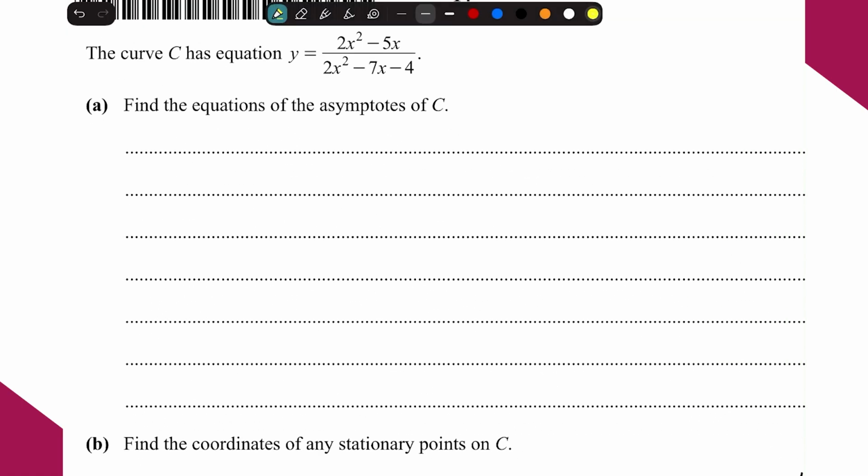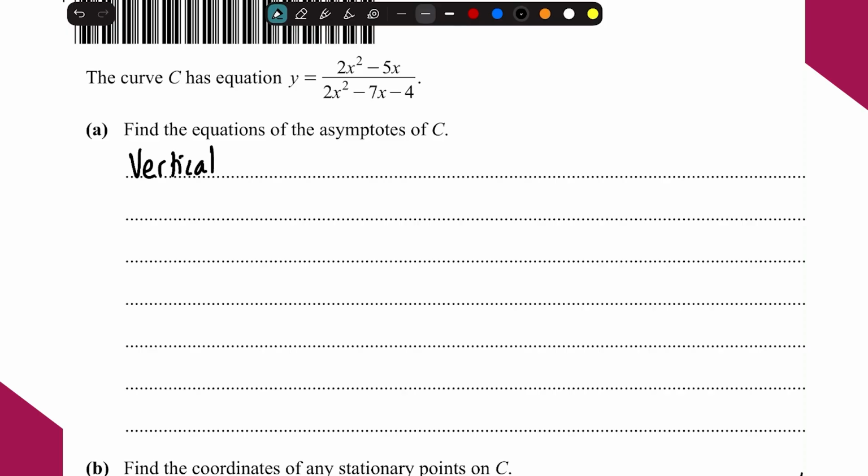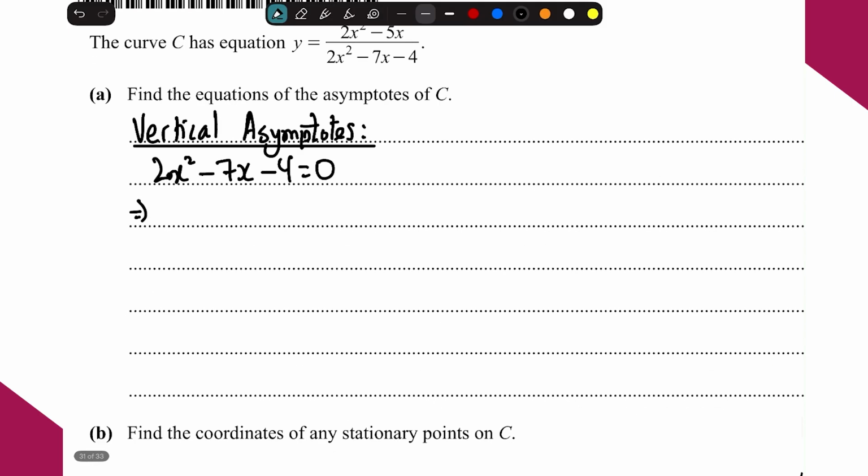Okay, so with that being said, let's first calculate the vertical asymptotes. The vertical asymptotes are specifically going to be where 2x squared minus 7x minus 4 is equal to 0. And then all you have to do is solve for it. So this is going to be negative 8. So what we want to do is 2x squared, minus 8x, plus x, minus 4.